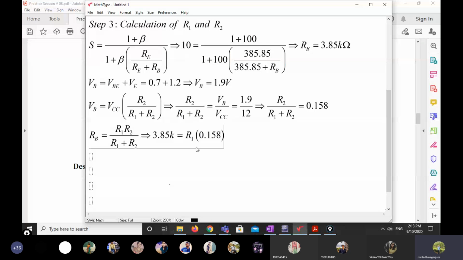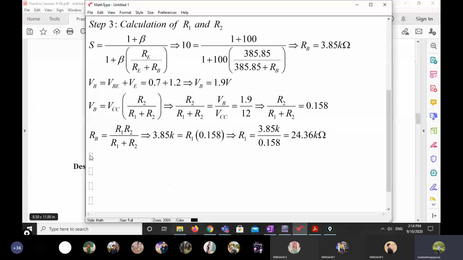Okay, so from this R1 equal to 3.85K divided by 0.158. So what is the answer? 24.36K. Sorry? 24.36K. This is the R1 resistor value.